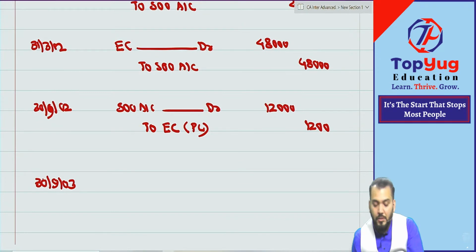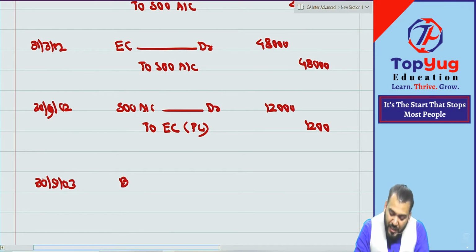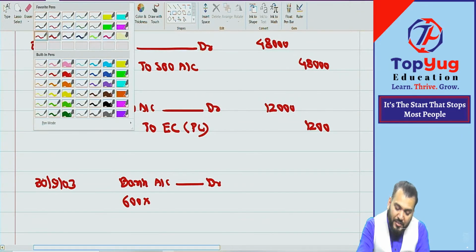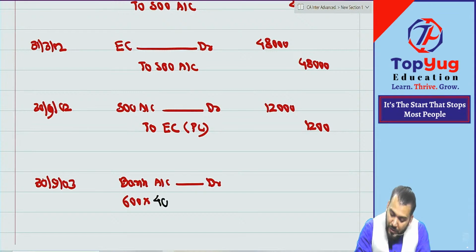2003. So how many options exercised? The bank account debit. 600 into what? What is the exercise price? 40. How much? 24,000.